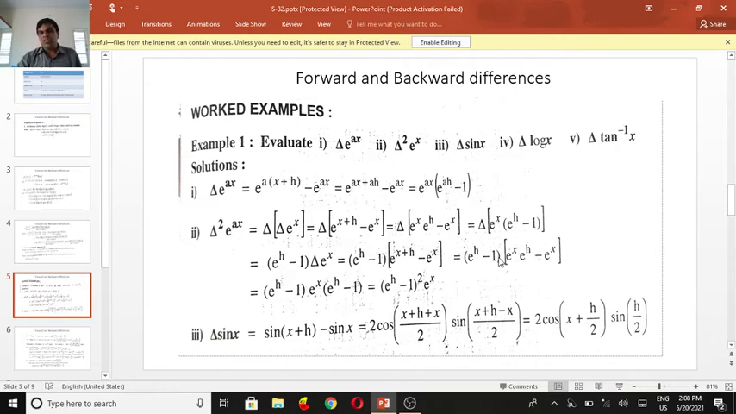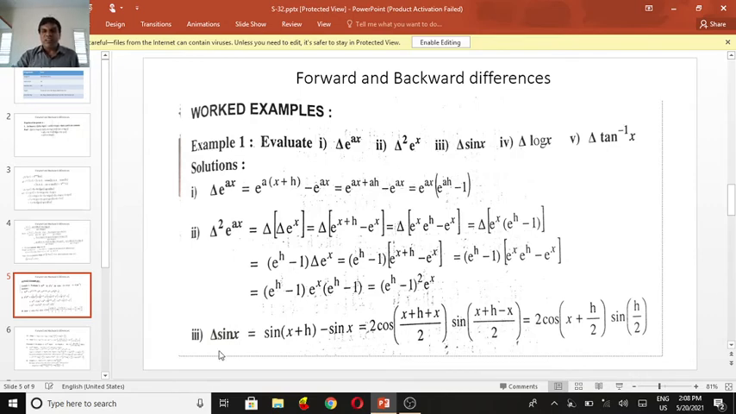So we get (e^h − 1) whole square times e^x. This is the second del, del square, the second differences.